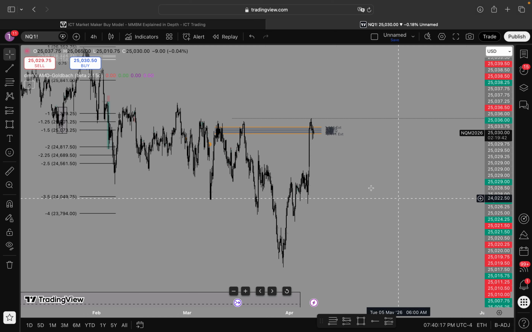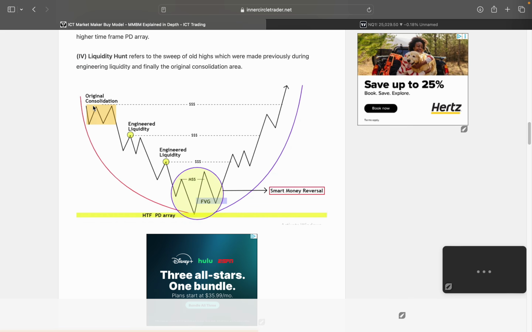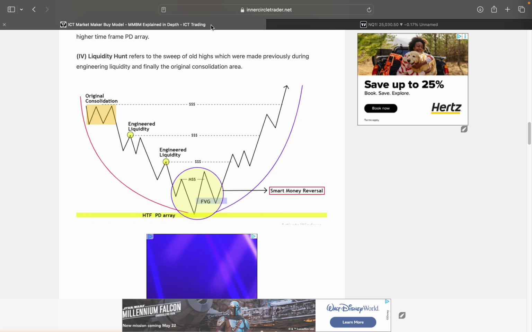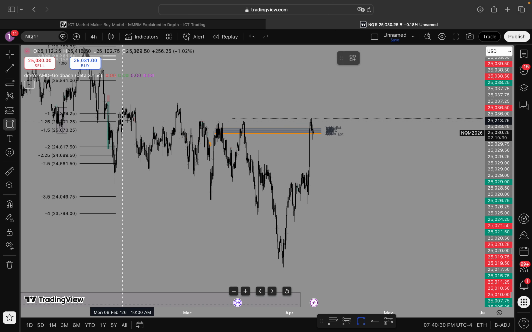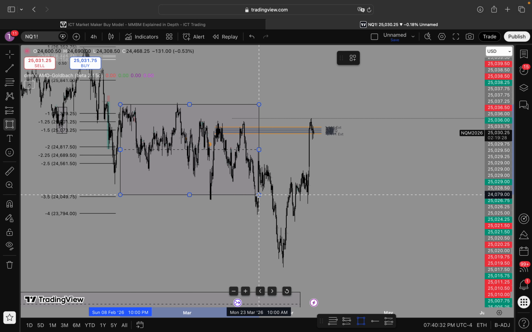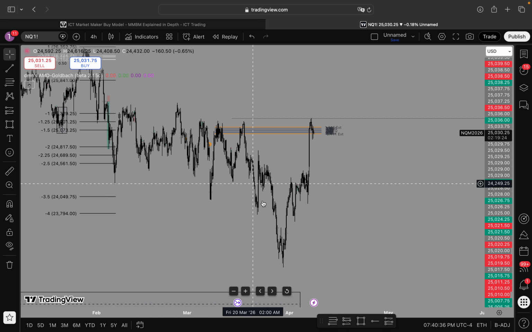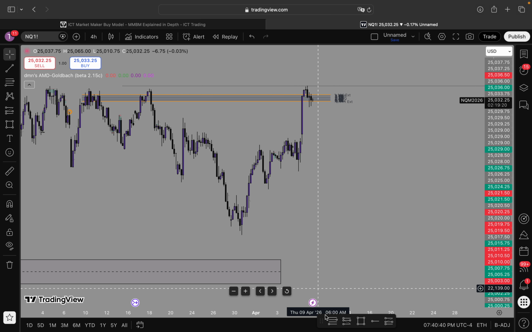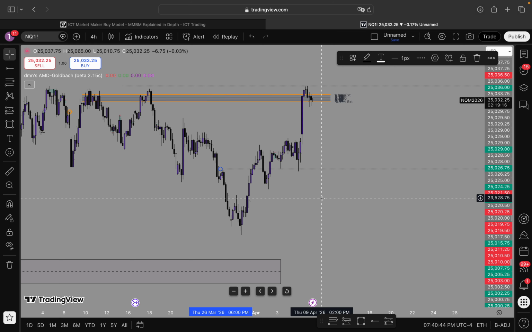And so here, now we have our market maker model. We have our original consolidation. It's always going to be different. It's not going to look exactly like this. Sometimes the consolidation is going to be very small. But here in this whole area, we have some consolidation, equal highs, equal lows. We come down, sweep liquidity, and have a break of structure here on the 4-hour.